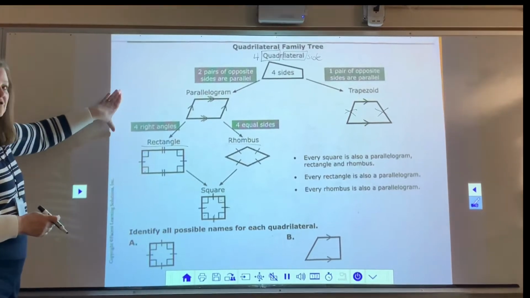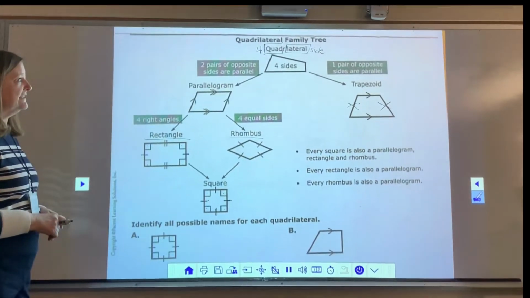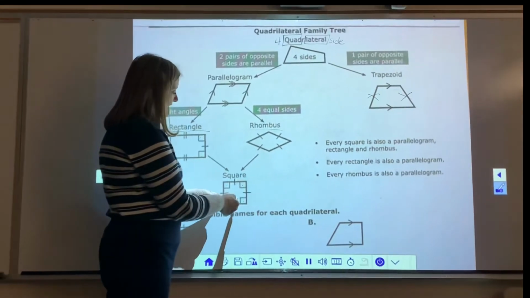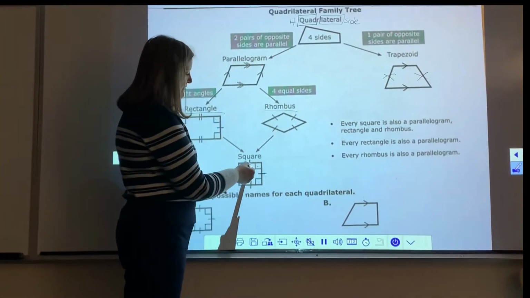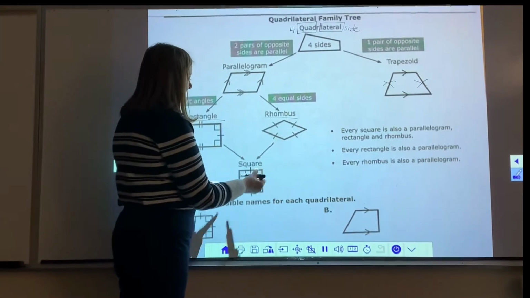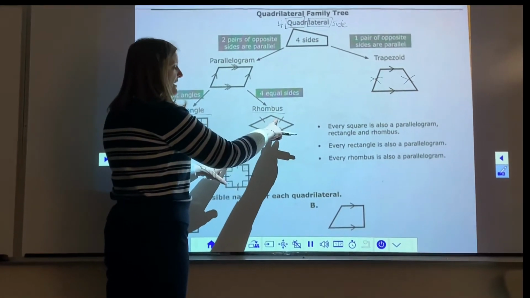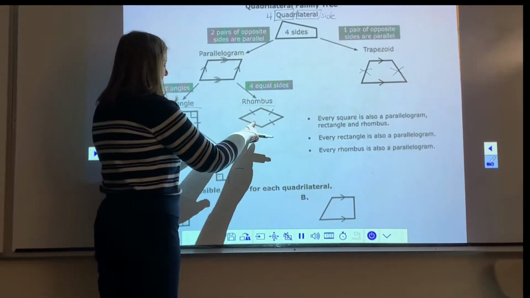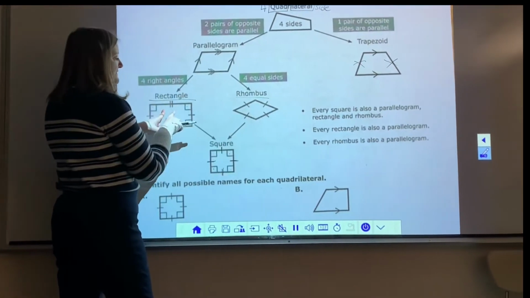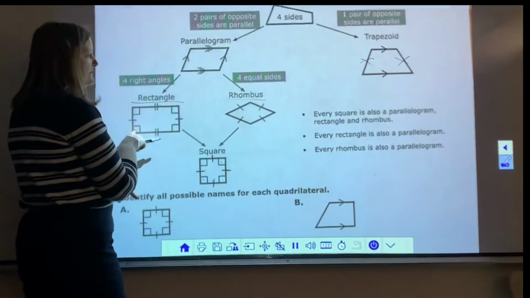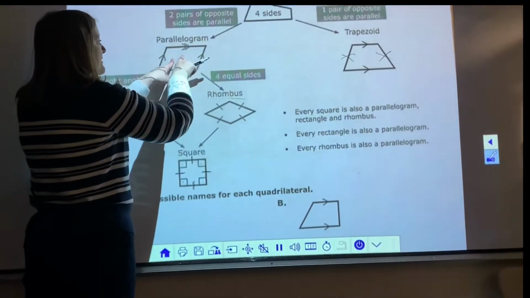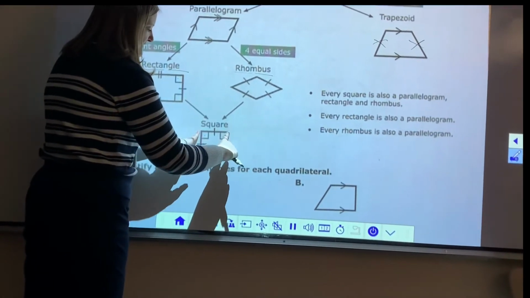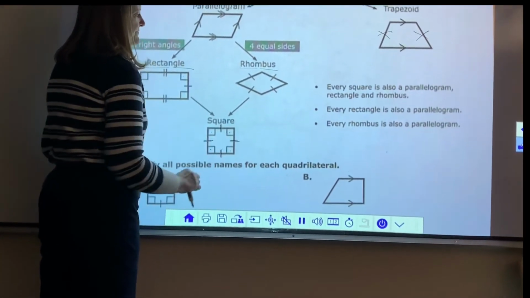This little chart or map can help us in identifying a quadrilateral. For example, a square is obviously a square: the four right angles, the four side lengths. But a square is also a rhombus because by definition it has four equal sides. It is also a rectangle by definition because it has four right angles. It is also a parallelogram because this is parallel to this and these two lines are parallel to each other.